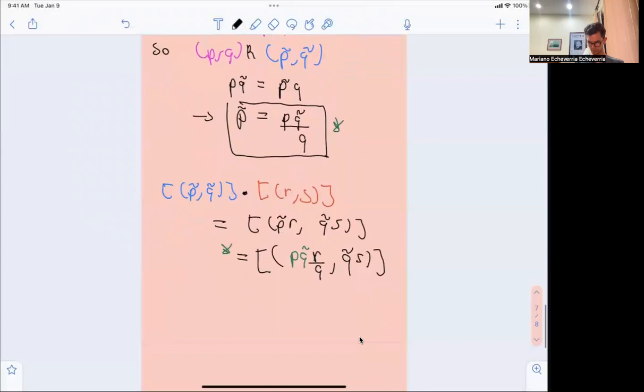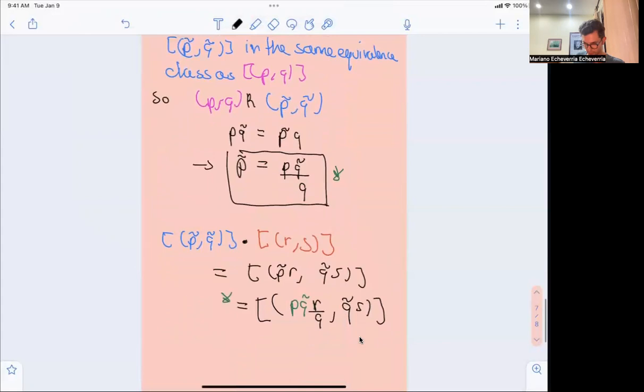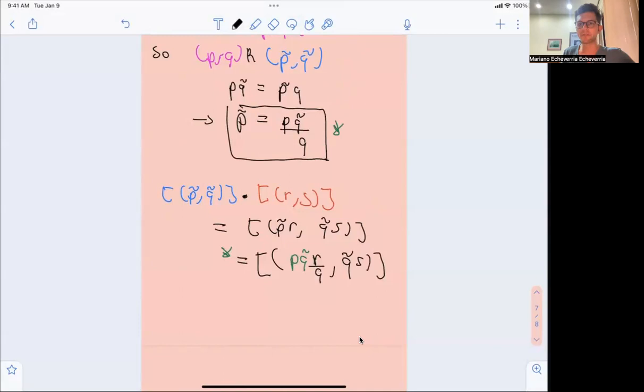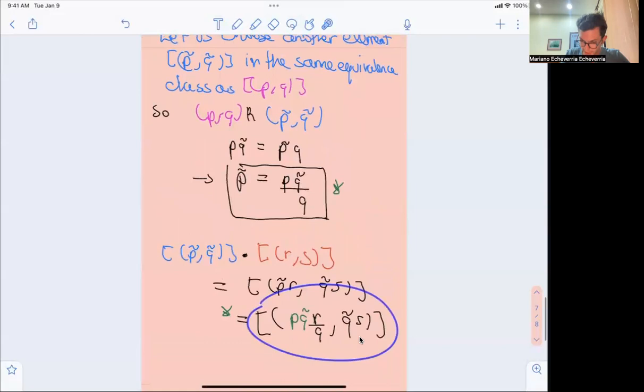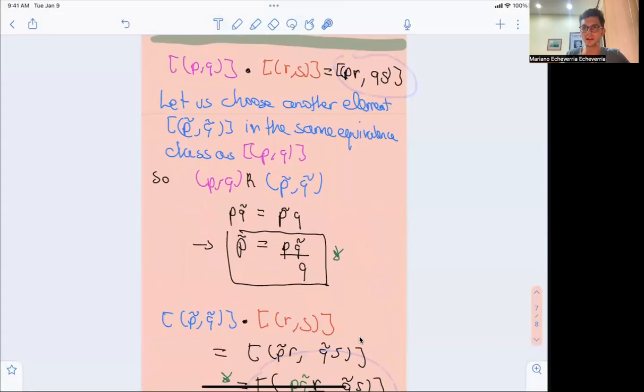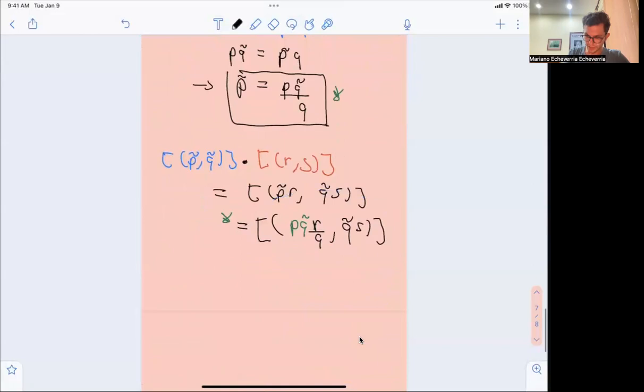Is that making sense? So the question is whether this is the same. First, do you notice that this does look different from this, right? So the question is, is this in the same equivalence class?